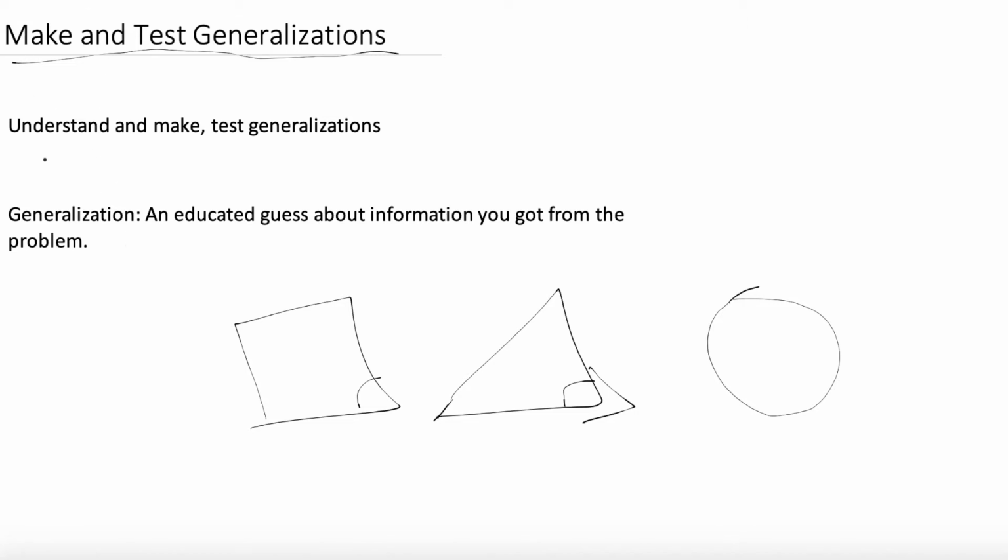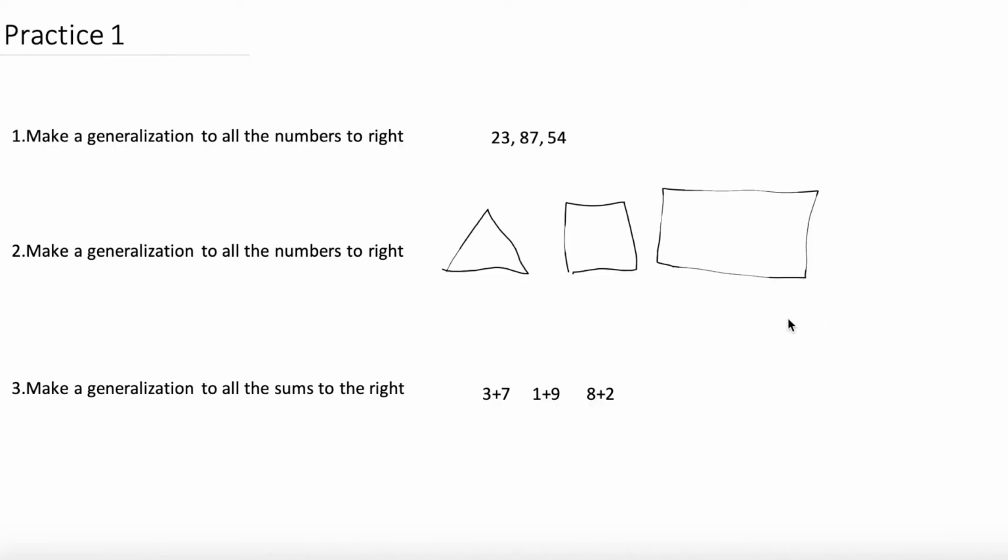And our lesson objective for today is to understand, make, and test generalizations. So let's hop on into practice. This is practice 1. I'm just going to solve all these problems by myself, but while I'm solving them, you get to learn about generalizations in case you didn't really get it before. I'm going to be showing you all my steps and what I do to get the answers.